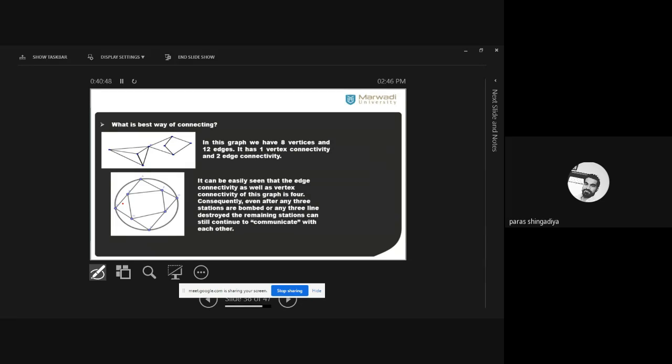You can also consider one example, a computer. There are 8 computers and they are connected by LAN cable, this way and this way. Clear? Both are 2 different graphs with the same number of vertices and the same number of edges. So in this graph we have 8 vertices and 12 edges, and the first graph, clear?